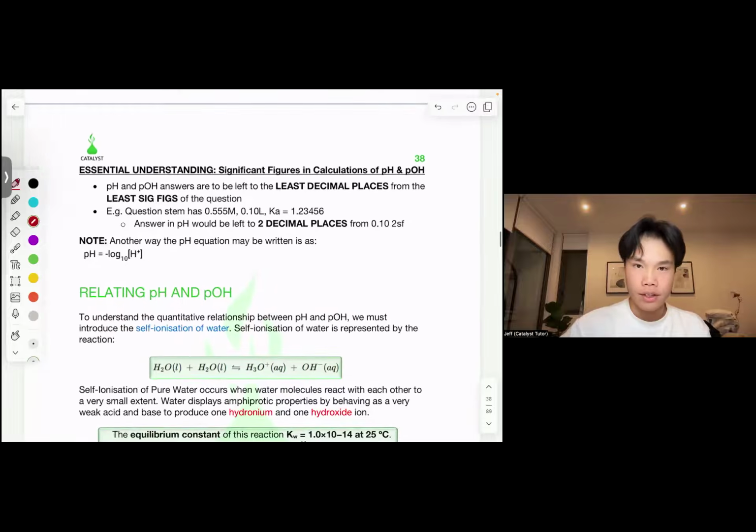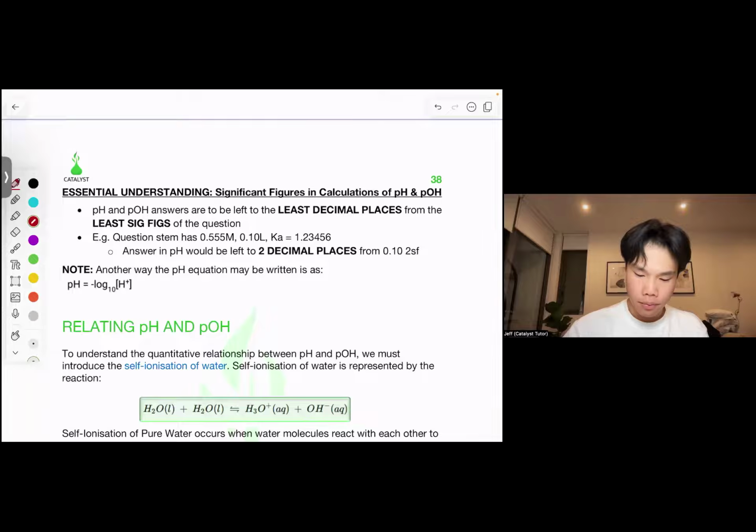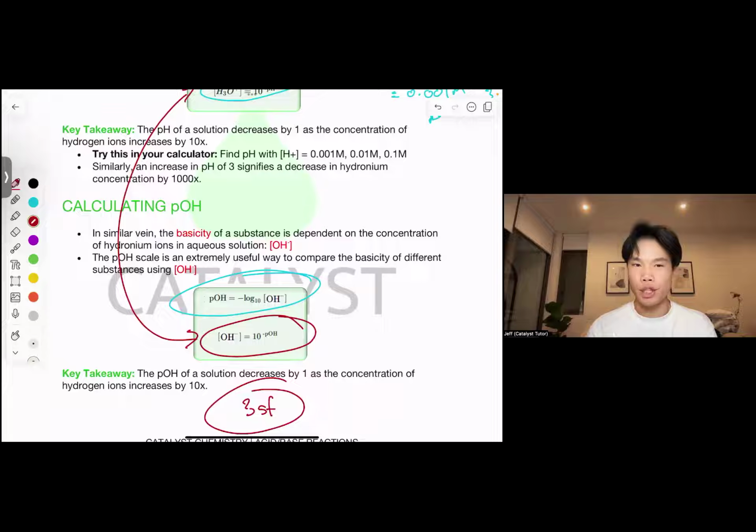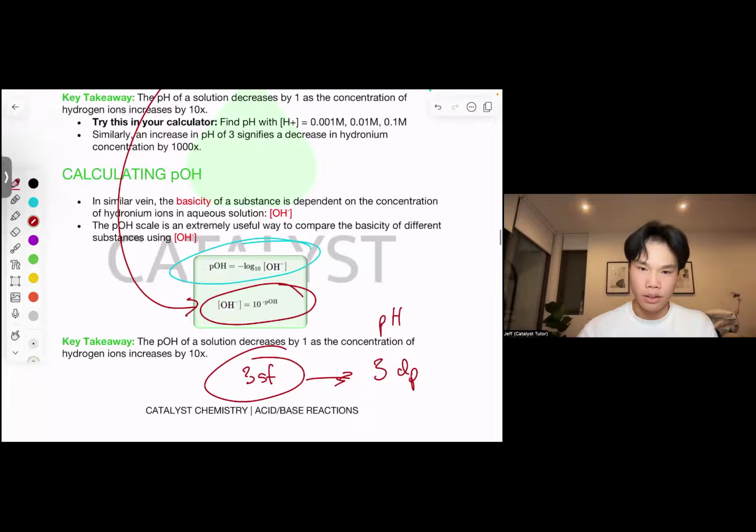Sig figs. How many sig figs do we leave pHs to? Say your question gives you 3 SF as the smallest. How many sig figs do you leave your pH to if your answer is a pH at the end? Couldn't trick anyone. So 3 dp. pHs and anything with a p, so pH, pKa, you leave it to decimal places. So if the question gives you 3 sig figs, your answer for pH is to 3 decimal places.